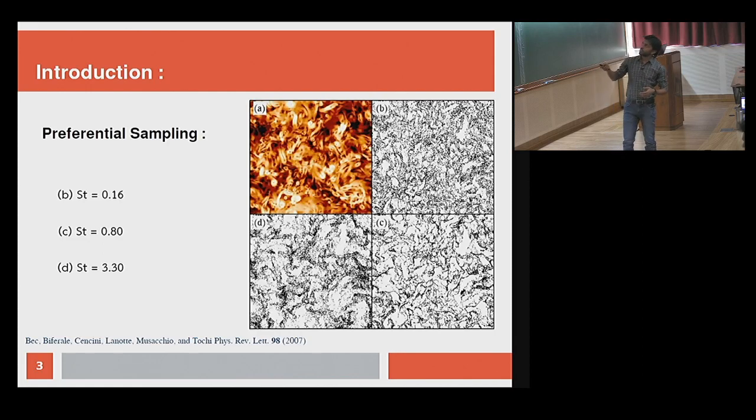That is where you see all these particles in black accumulating. This is what is known as preferential sampling. Basically, inertial particles populate the straining regions of the flow and are ejected out of the vortical regions. So the question we ask is: all these particles are non-interacting, so what if we make them interacting? What effects are we going to see then?